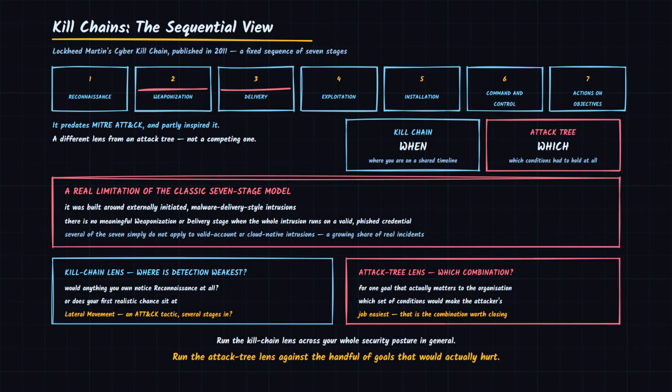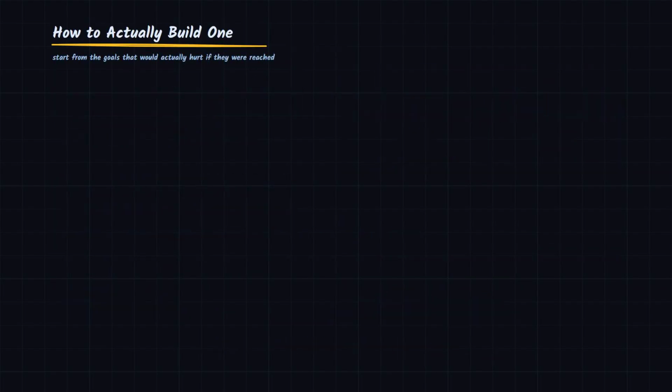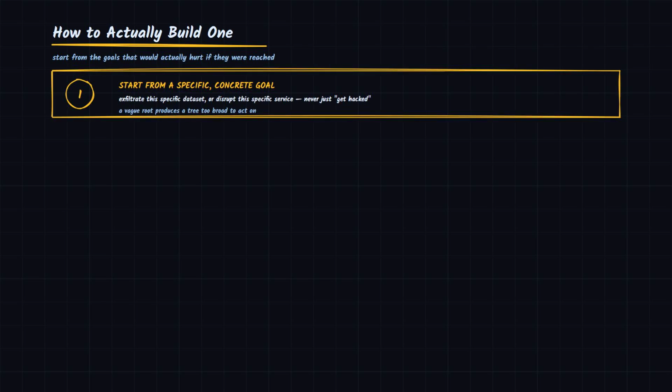Run the kill chain lens across your whole security posture in general. Run the attack tree lens against the handful of goals, specific data, specific systems that would actually hurt if they were reached. Practically, start from a specific concrete goal, not a vague one. Exfiltrate this specific dataset or disrupt this specific service. Never just "get hacked", because a vague route produces a tree too broad to act on.